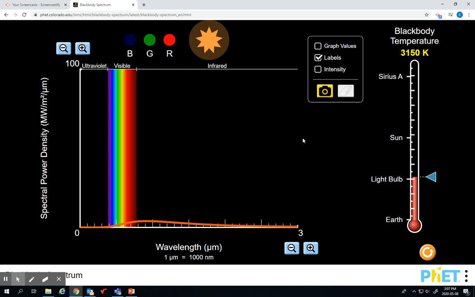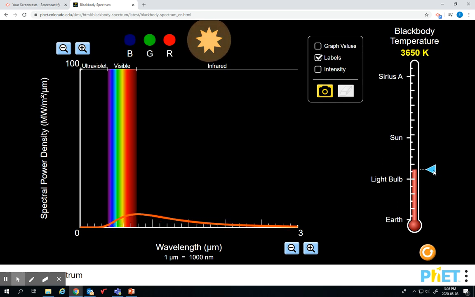In terms of this graph here, what I want to focus on is the peak. At this low temperature, you can see that we're emitting, it looks like, primarily infrared radiation. We're emitting a little bit of red light, and then some yellow, some green, but not so much violet. Now let's see what happens if we increase the temperature.